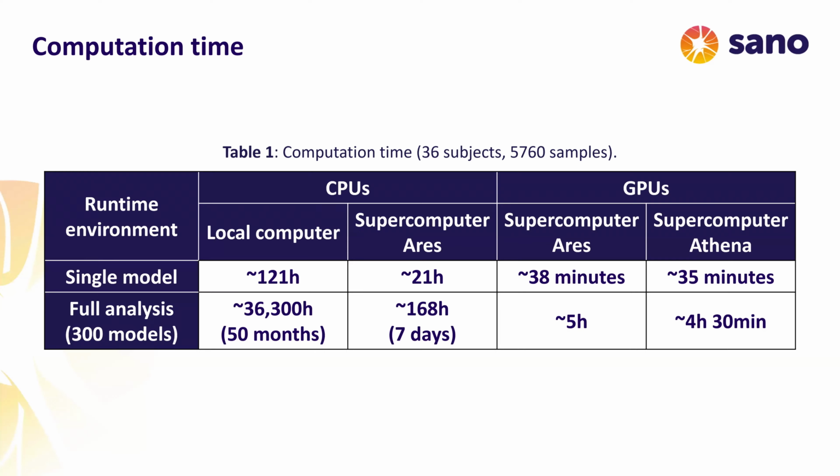And those differences became even more striking when we consider the full analysis, so running 300 models, because on the local supercomputer, it would take more than 4 years of continuous computations. And on the supercomputer Athena, when we run around 40 scripts at the same time, it takes only 4.5 hours. And these results demonstrate that exhaustive analyses of AI stability are not feasible for local machines, and that access to high-performance computing resources is essential for them.